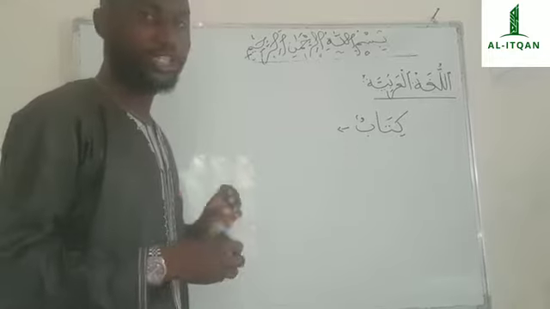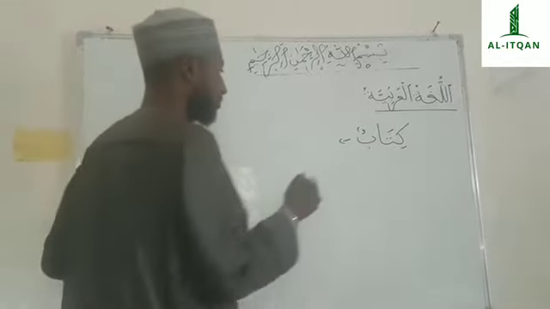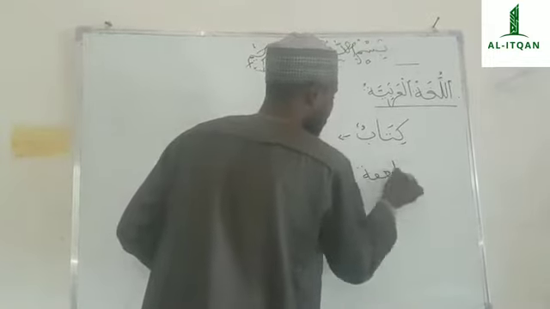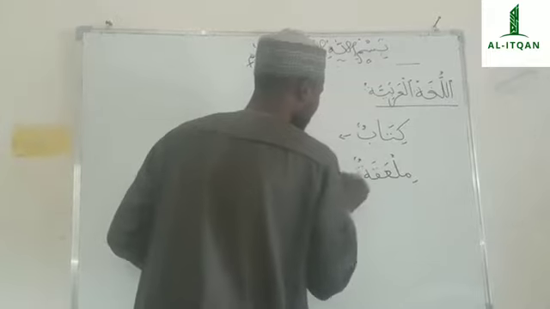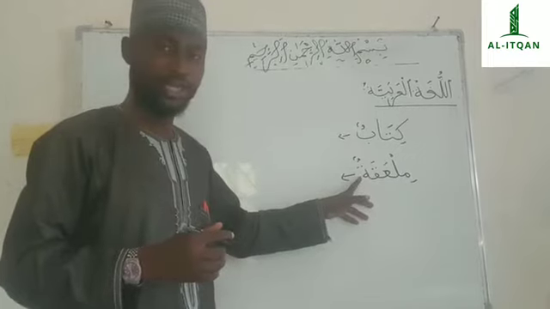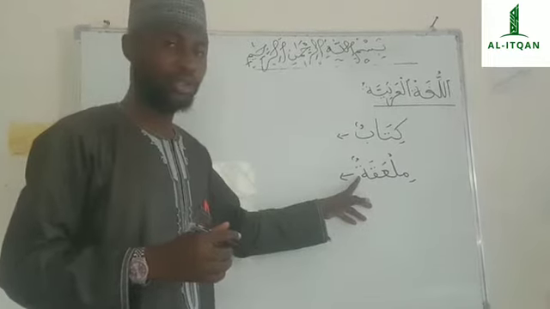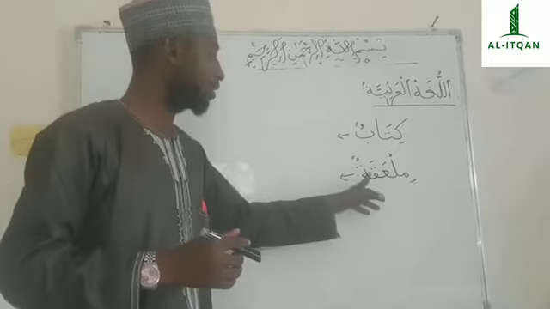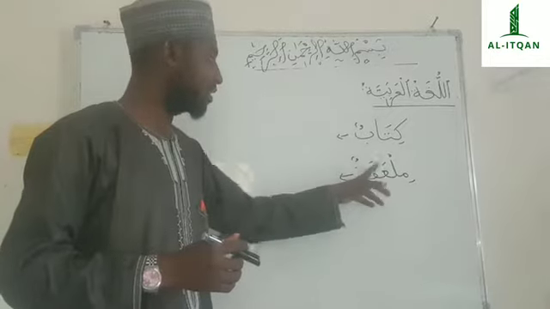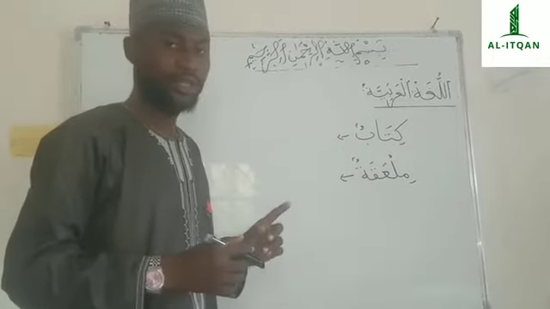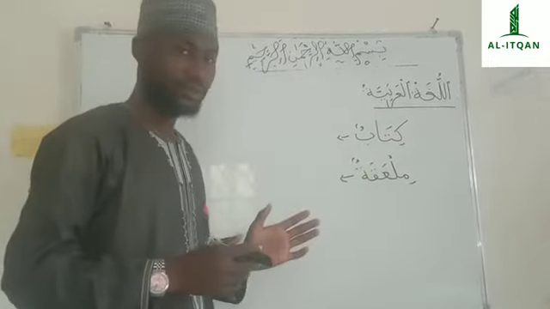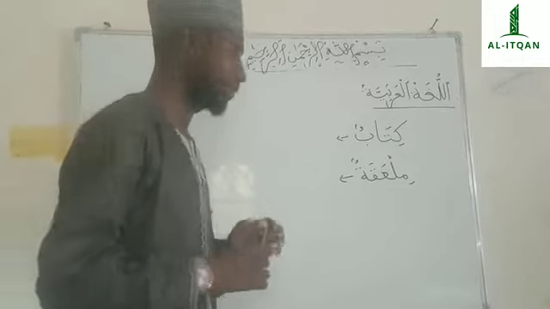Then, one of the examples of our study words, we have mil'aqatun. We observe that this one ends with closed ta. That is ta marbuta. This one is telling us that this noun is feminine because it ends with closed ta. Then, how do we apply our demonstrative pronoun with this? This is what we shall be explaining now.